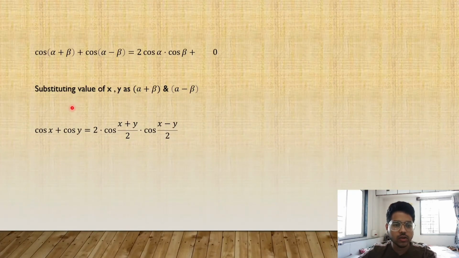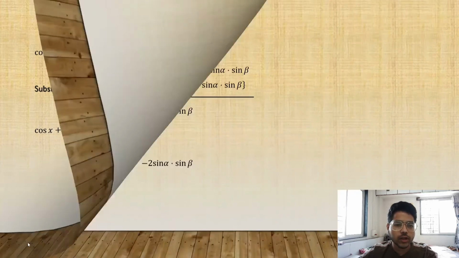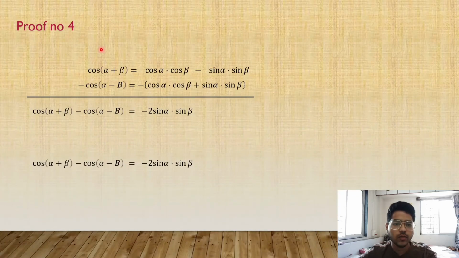So moving to the next slide. Again, we are going to substitute x is equal to alpha plus beta and y is equal to alpha minus beta. So we'll be getting our final answer, proof number 3, that is cos of x plus cos of y is equal to 2 into cos of x plus y divided by 2 into cos of x minus y divided by 2. Now moving to the next slide, we are having proof number 4 related to cos minus cos.